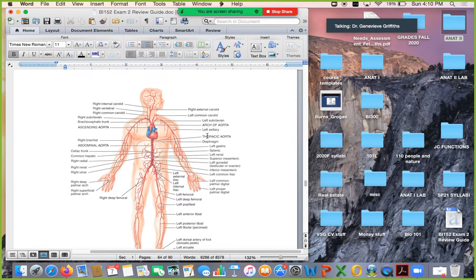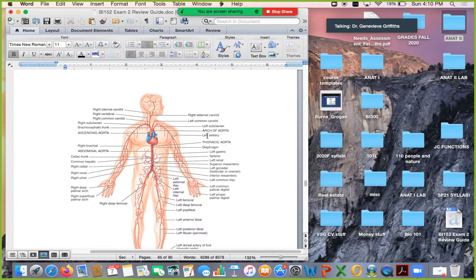And that's going to deliver the deoxygenated blood back into the right atrium. All right, so this is showing the arterioles, or the arteries of the body. That's going to include, here's the internal carotid artery. That's going to allow us to have blood flow up into the brain.